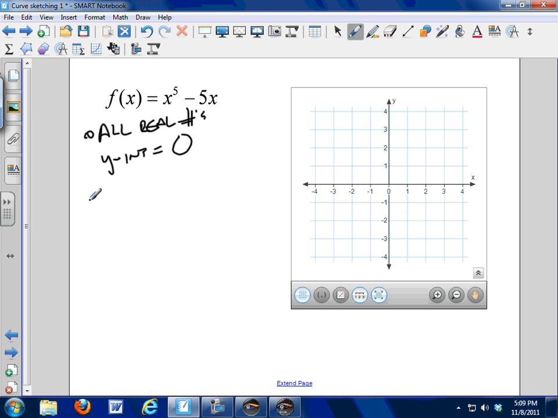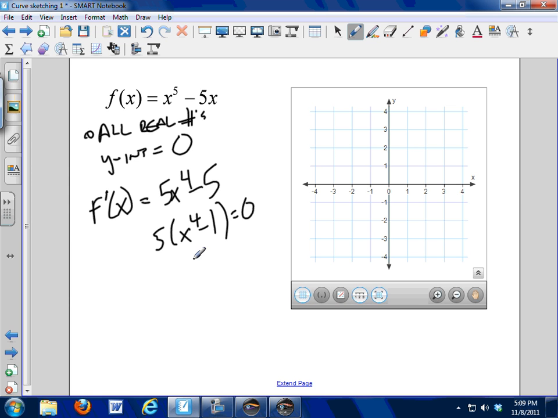Let's get to the calculus part of things. So here we go. First derivative, f prime. See if we can find us critical numbers. 5x to the fourth minus 5. So let's see if we factor a 5 out of that. That leaves me with x to the fourth minus 1. Set it equal to 0. Okay, this factors as x squared plus 1 times x squared minus 1. So critical numbers, x equals plus or minus 1. Okay, so we're going to store those away as we go.